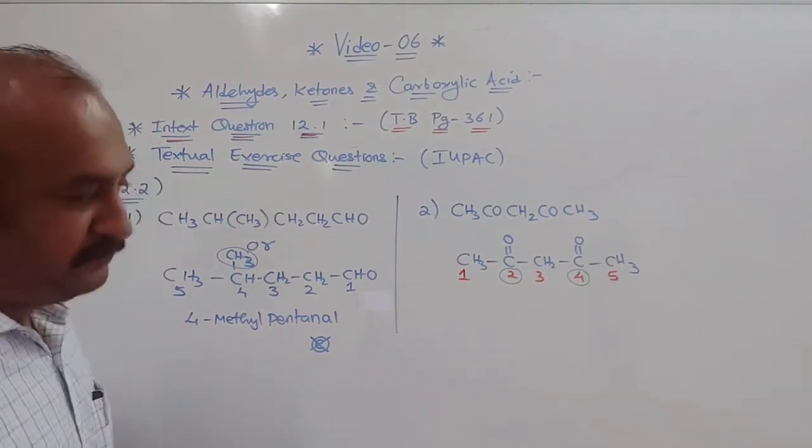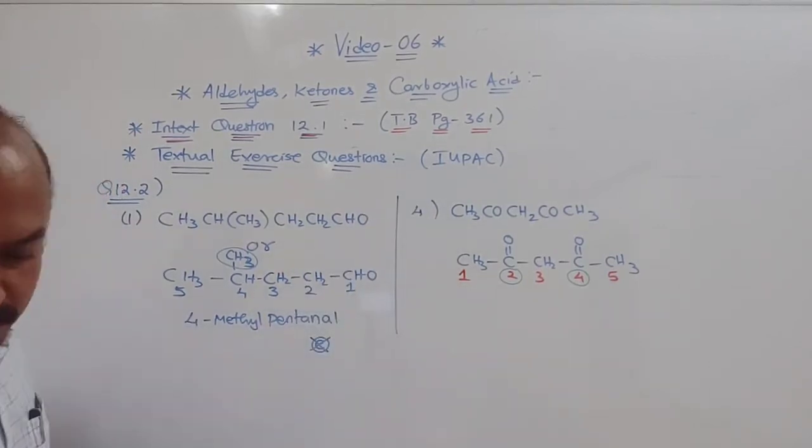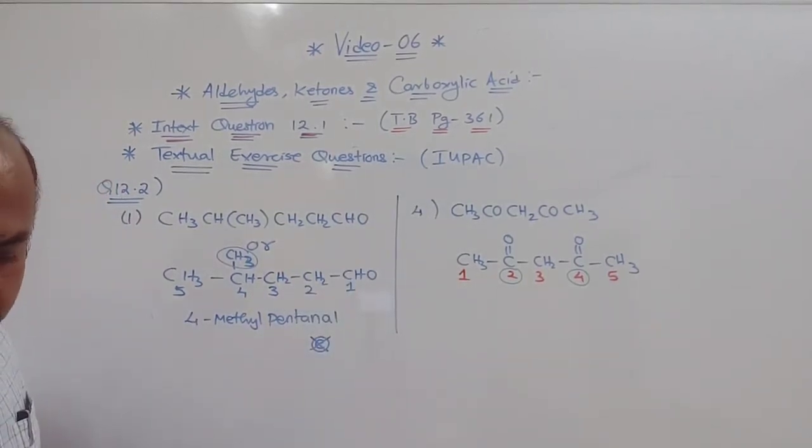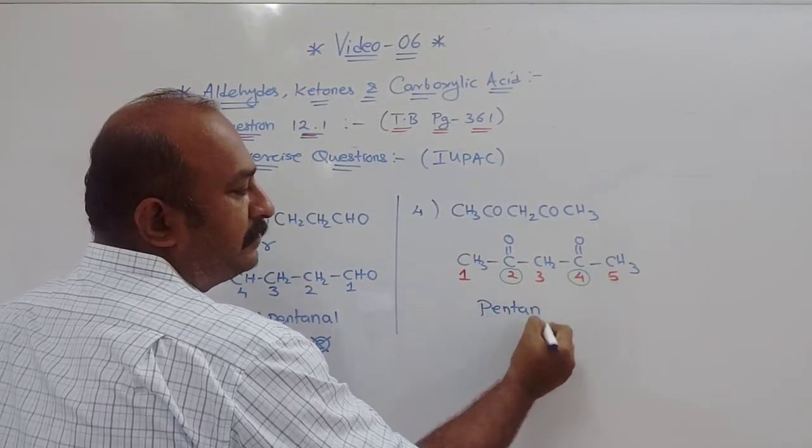Okay, I just took this fourth one, no problem. I'll write here 4. This is the fourth question in your textbook. So what we say here, 2 ketone groups are there, 5 carbons. So 5 carbons means pentane. What is the word? Pentane.